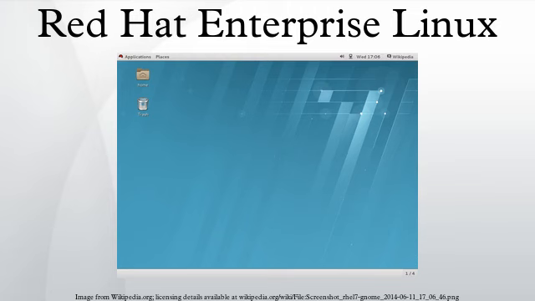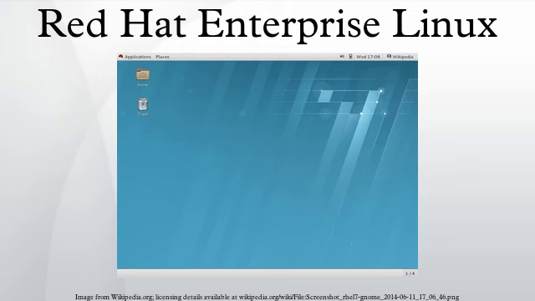Version history. RHEL 2.1. Red Hat Enterprise Linux 2.1 AS, March 26, 2002. Uses Linux 2.4.9-E3. Update 1, February 14, 2003. Update 2, May 29, 2003. Update 3, December 19, 2003. Update 4, April 21, 2004. Update 5, August 18, 2004. Update 6, December 13, 2004. Update 7, April 28, 2005.